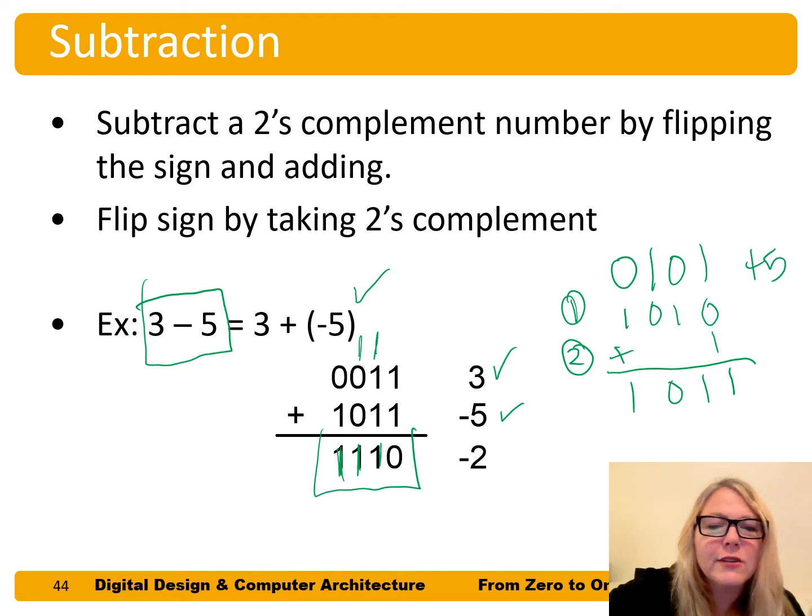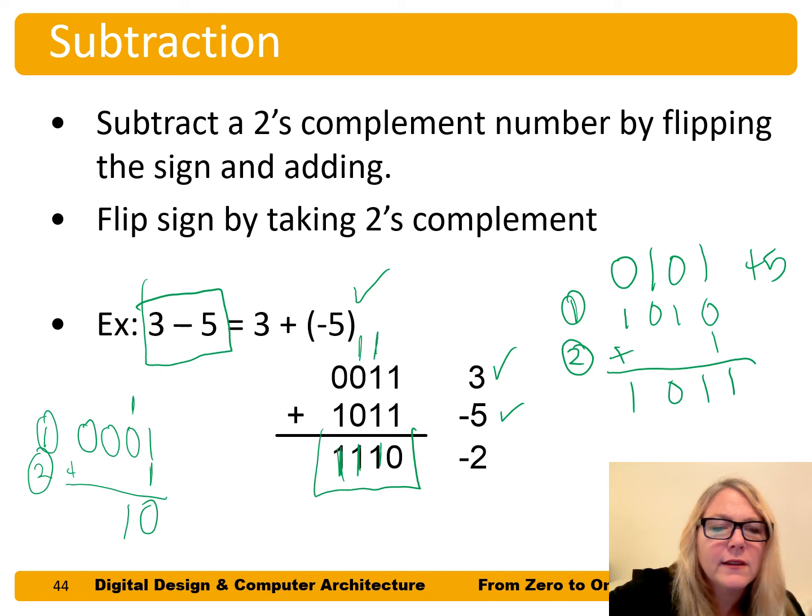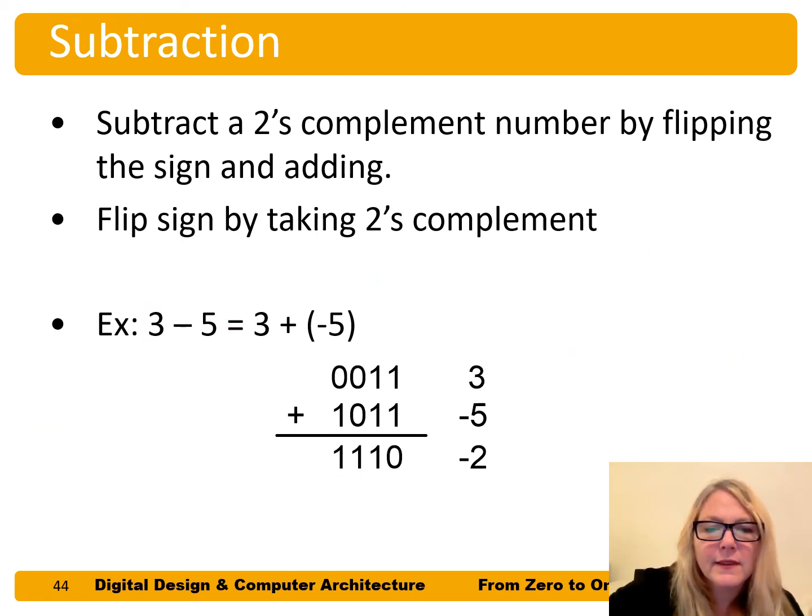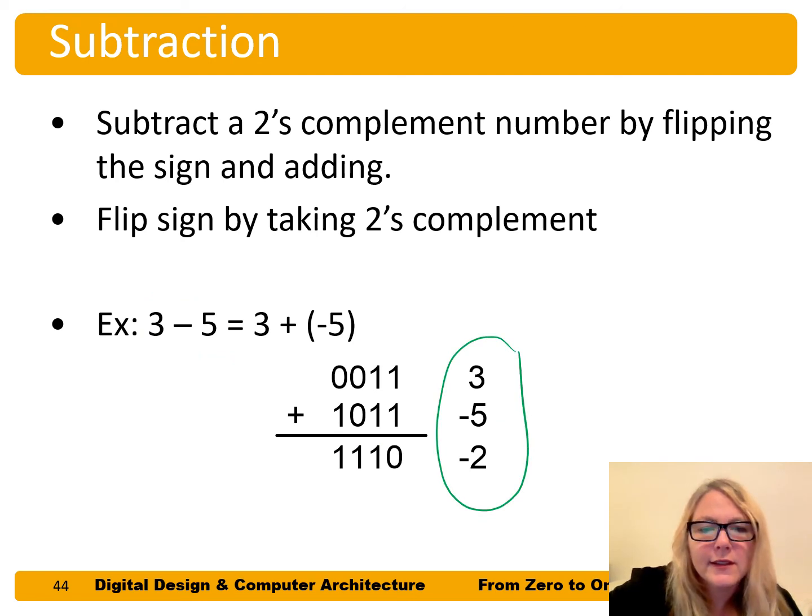How do we know it's minus 2? Well, we can take the 2's complement, or flip the sign, of that. Step 1, invert the bits, and step 2 is add 1. 1 plus 1 is 2, 0 carry the 1, 1 plus 0 is 1, and so we get that the magnitude was 2, and we know it was a negative number. And so it all checks out. 3 plus minus 5 is equal to minus 2.